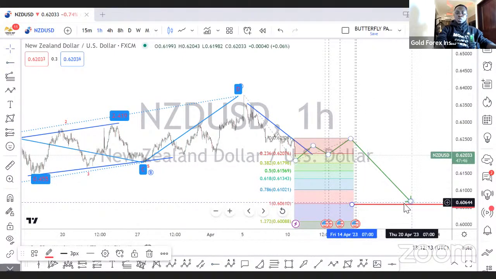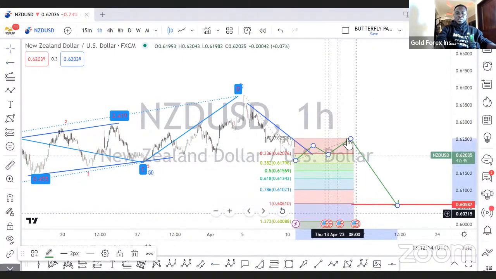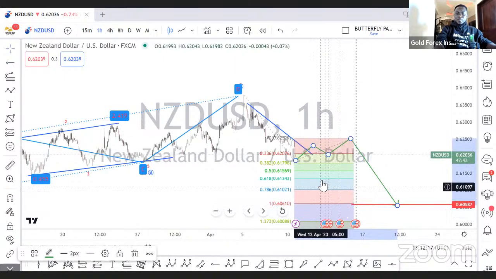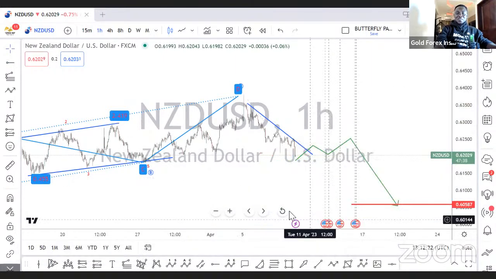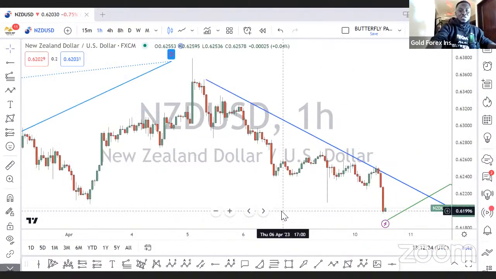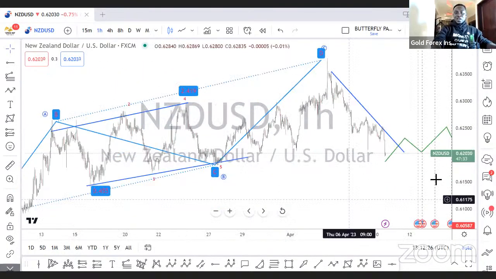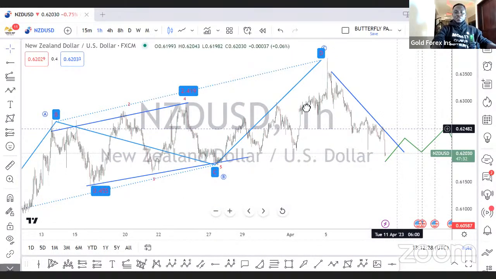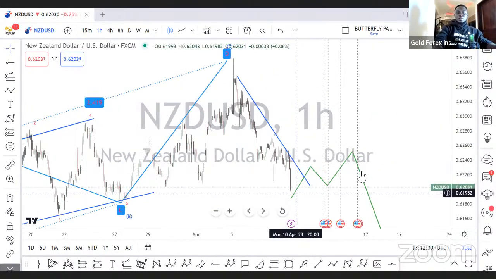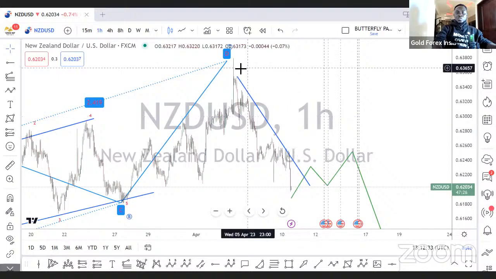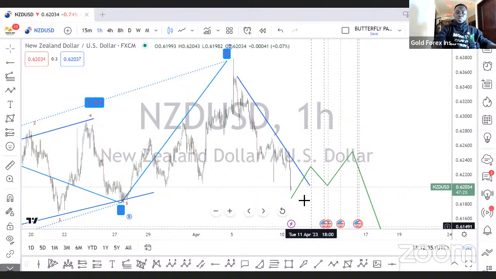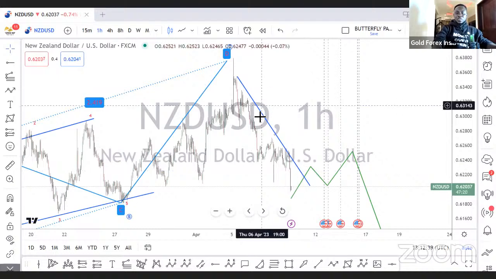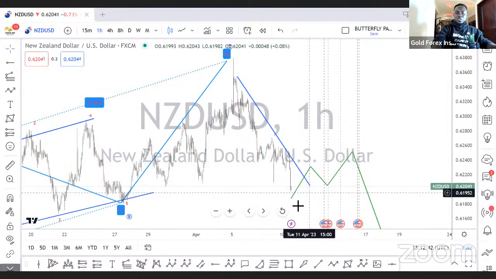So what you want to do is to look for a correction. The correction might not happen today, it might not happen tomorrow, but you've missed the chance of entering the sell. So don't chase the sell at the current price. Wait for a correction which would correct this impulsive move, and the correction should break the trend of the impulsive move.